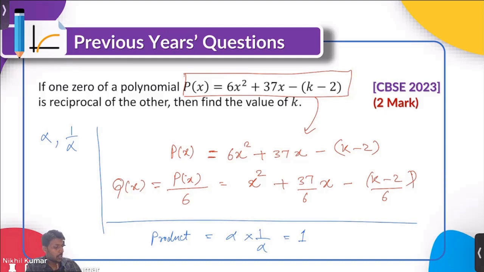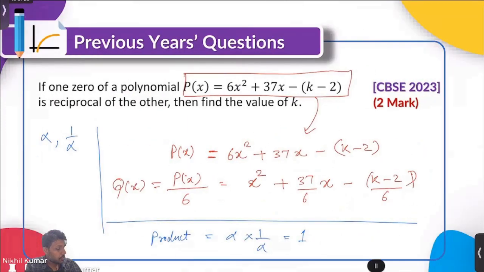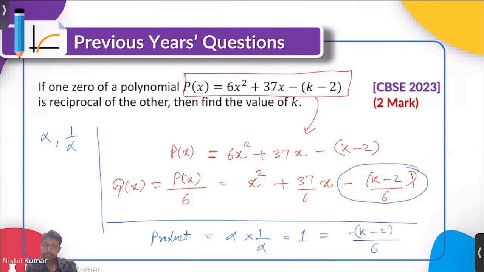And if you look closely at the last problem we did, the constant term actually gave us the product, and this was only true when the coefficient of x square was 1. So if this entire thing is the same as the product, can I write something like this? Minus k minus 2 upon 6. I can write it, right? From here you get the value of k.